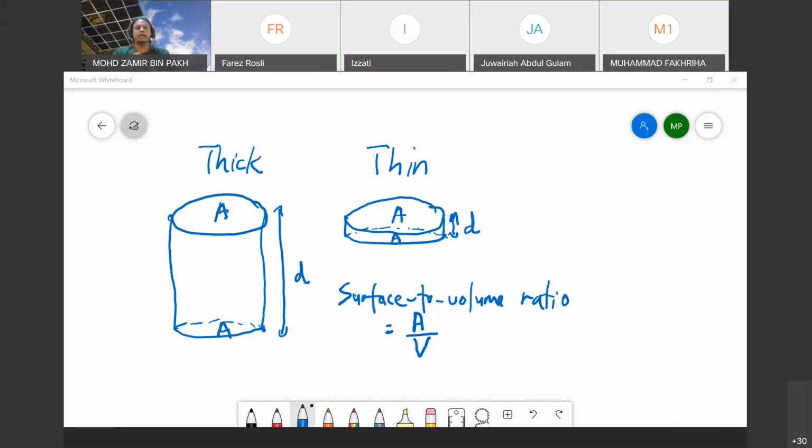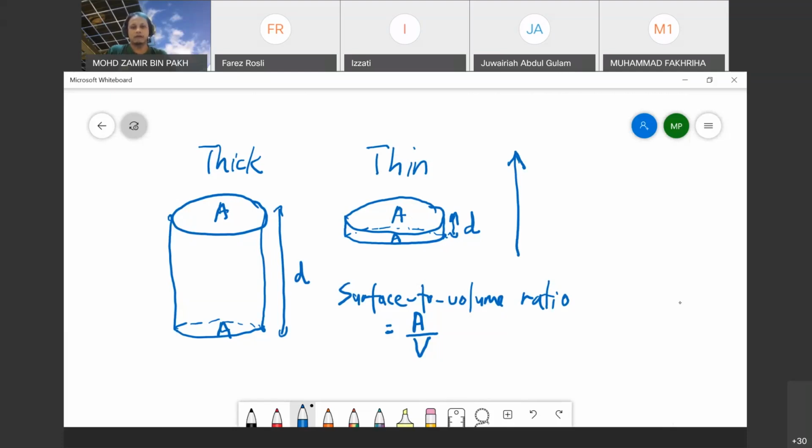Now, for the surface to volume ratio, which one is the highest, thin or thick diode? So many say thin. Anyone says thick? Okay, the majority says thin. When the surface to volume ratio is higher for the thin diode, what does it mean? The surface is more important in a thin diode in comparison to a thick diode, right?